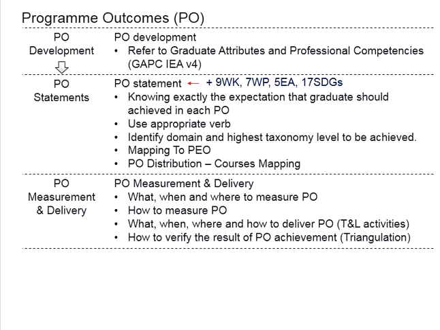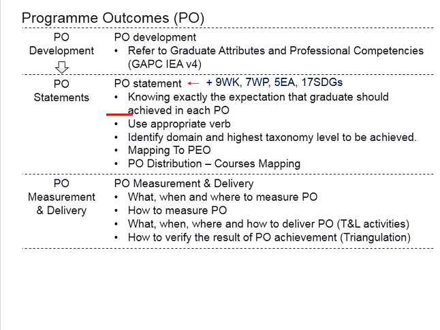Now, having the graduate attributes known, we can design our program outcomes to be the same as the graduate attributes. What we need to do is digest the requirements from the graduate attributes and put them into implementation within the program curriculum as well as the delivery of the programs. Normally, we will have the PO statements totally identical to the graduate attributes. Now, having the PO statements established, we will know exactly the expectations that graduates should achieve in each PO.